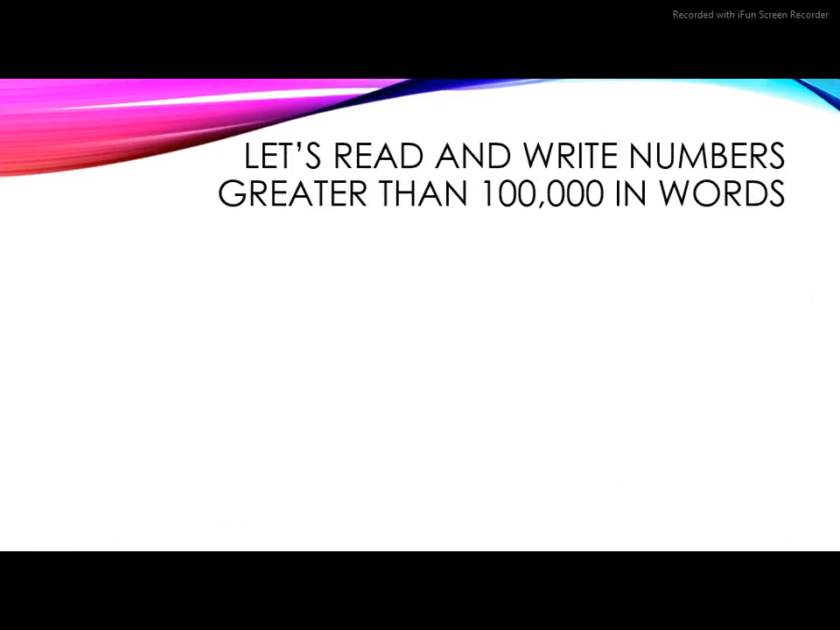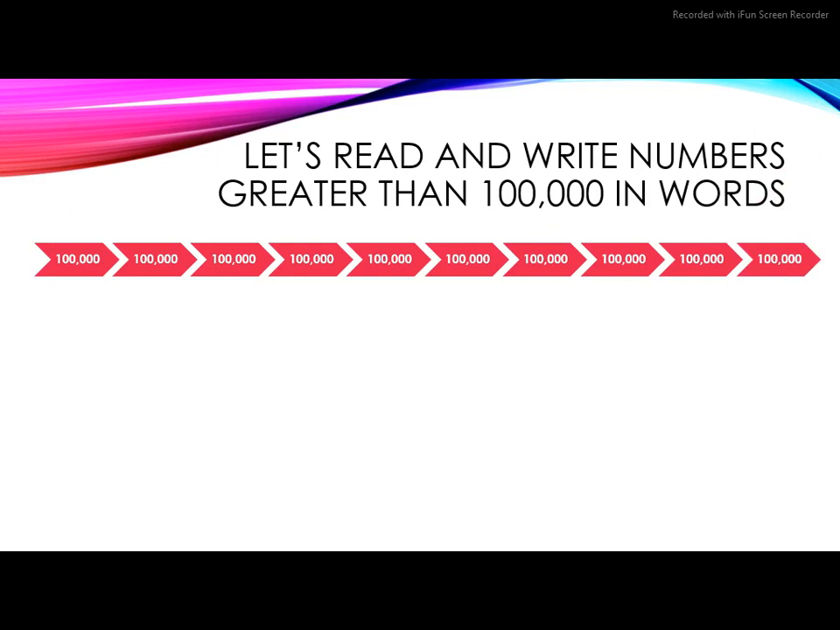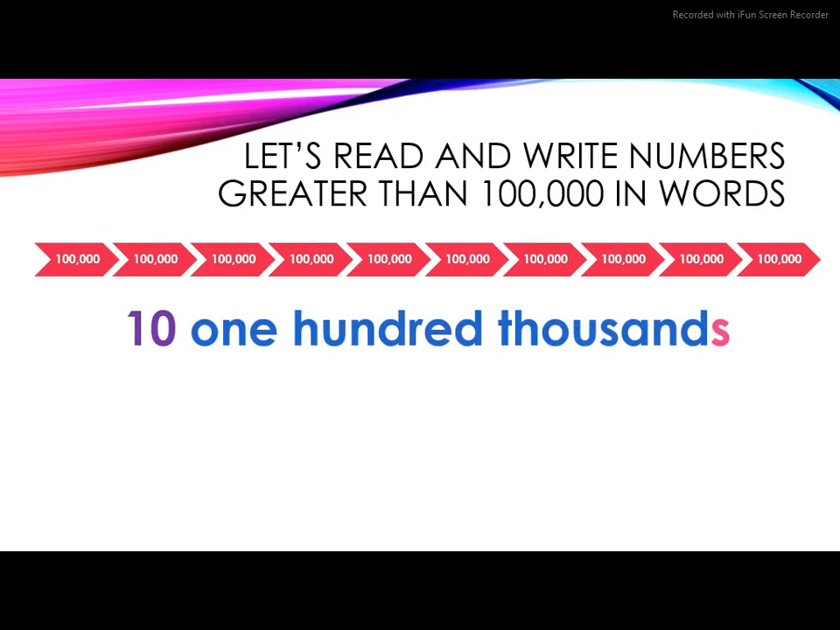Now let's learn counting by 100,000 in order for us to know what other numbers are greater than 100,000. 100,000, 200,000, 300,000, 400,000, 500,000, 600,000, 700,000, 800,000, 900,000, 1 million. So now we know that if we have 10 100,000s, that is equal to 1 million.